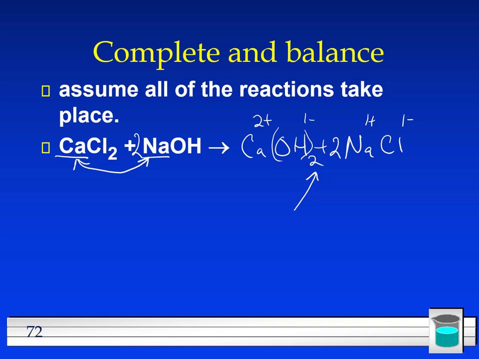Okay, so let's talk about what we did right there. Let's try to figure out what the heck I made there. Okay, so I said I put together lead 2 nitrate and potassium iodide.